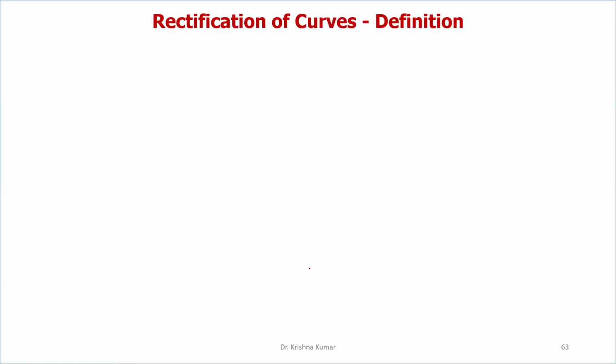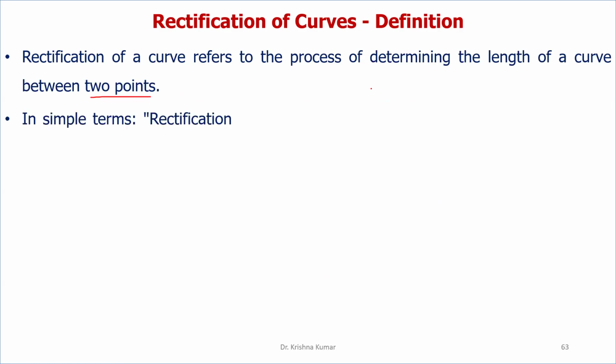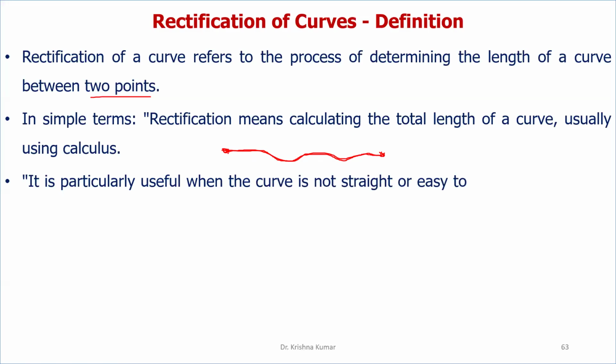Now, what is the meaning of rectification? Rectification of a curve refers to the process of determining the length of a curve between two points. In simple terms, rectification means calculating the total length of a curve, usually using calculus. Suppose this is the curve. If you want to find the length of this curve, what is the starting point? What is the end point? We use the formula of rectification using integration, and we will try to calculate its length. It is particularly useful when the curve is not straight or easy to measure using basic geometry.